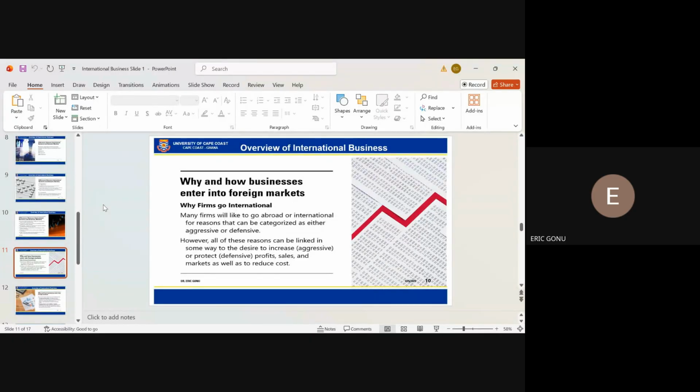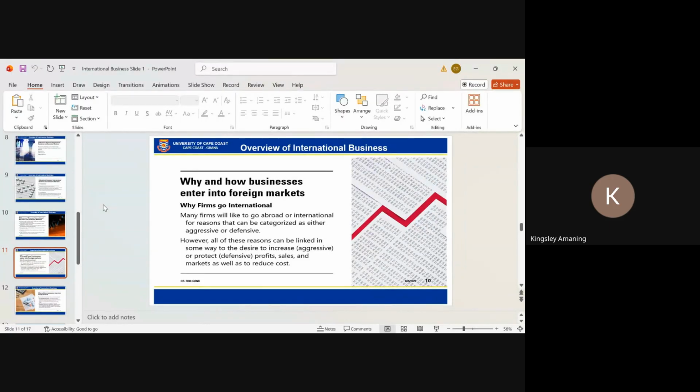How would transportation be a reason? To reduce cost. Yes, of course. Reduce cost. So cost reduction. How can that reduce cost? Because let's say Unilever is in Nigeria and they want to come to Ghana, and you see that it will reduce cost. Why? How?